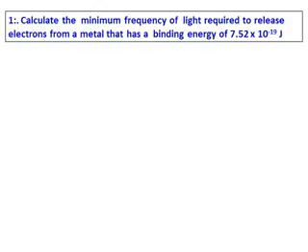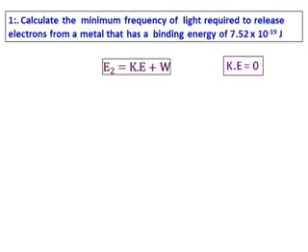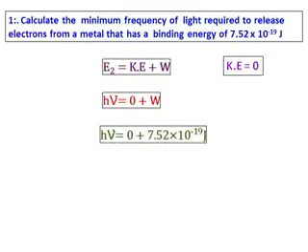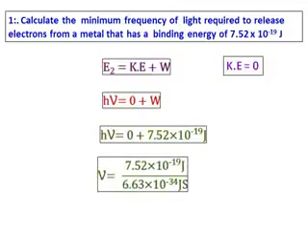Calculate the minimum frequency of light that is required to release an electron from a metal, and the binding energy is also given. In this case, we just want to knock the electron off. That means the energy with which we have to hit is equal to the binding energy, or in other words, the kinetic energy is 0. So we'll use the equation h nu equals 0 plus W, where h is given and W is given. You need to calculate the value of nu, substitute all the values, and get the frequency.